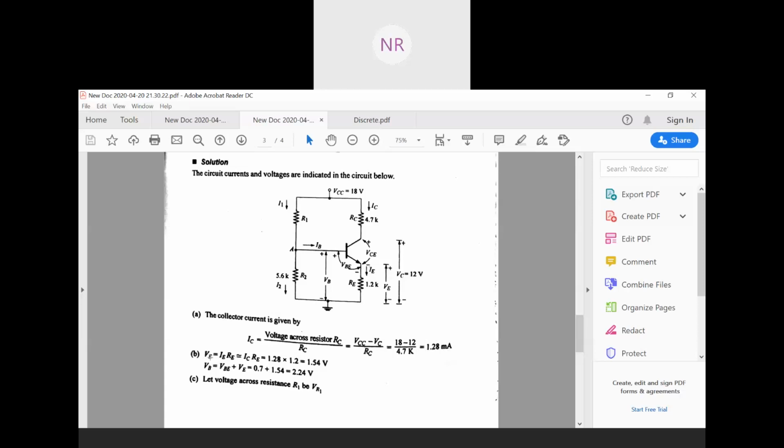Now calculate VE. What is VE? VE I can calculate easily. That is IE into RE. IE is approximately equal to IC, that is 1.28 milliampere, into resistance RE. Right? So it is 1.54 volt. Then VB. VB is nothing but VBE plus VE. I know both VBE as well as VE. Substitute that, you will be obtaining this voltage, 2.24.